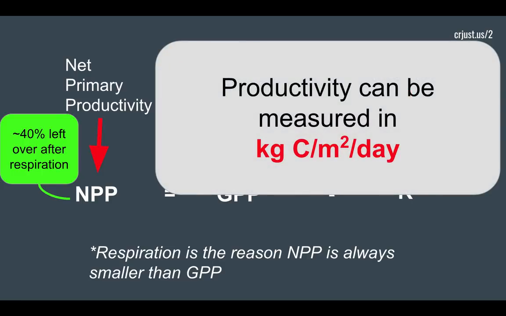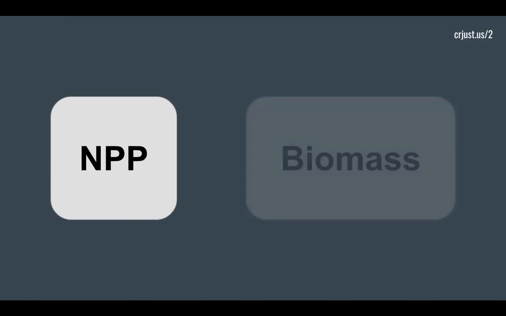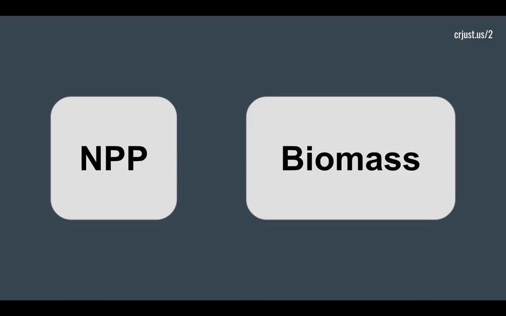The productivity can be measured in kilograms of carbon per square meter per day. It's just a crazy looking unit: kgC/m²/day. Sometimes you see it per year. Okay, so NPP, net primary productivity, is really biomass, and biomass is the total amount of living material in a specific area in an ecosystem.